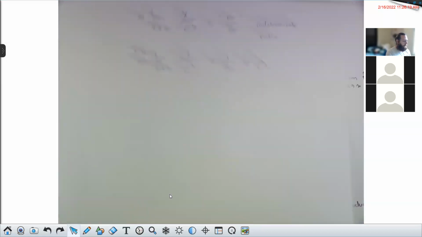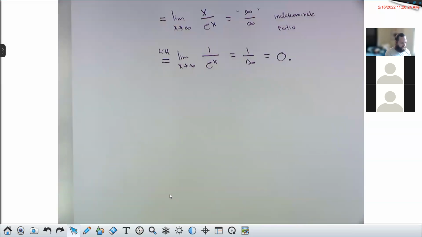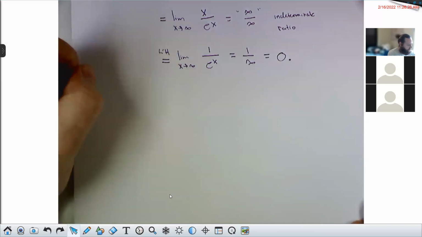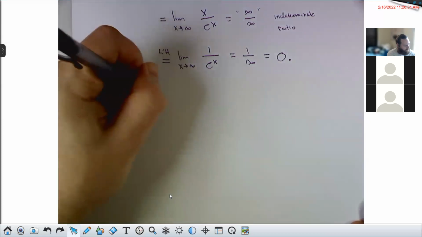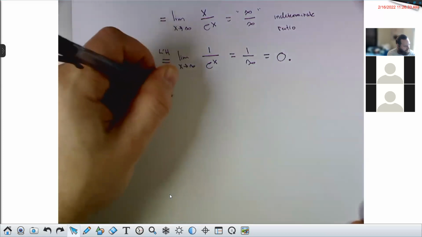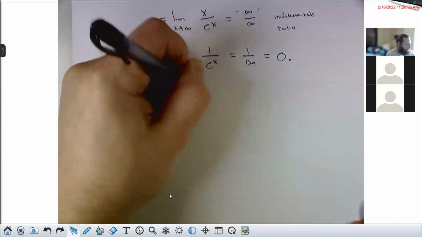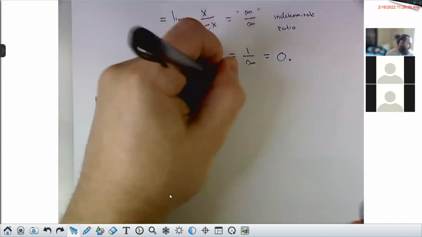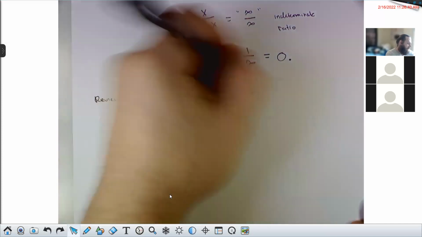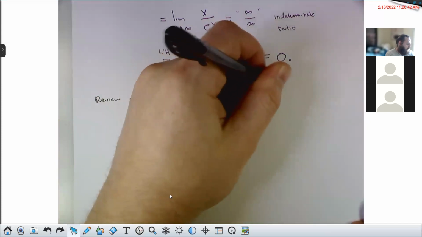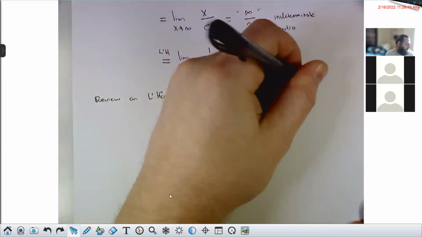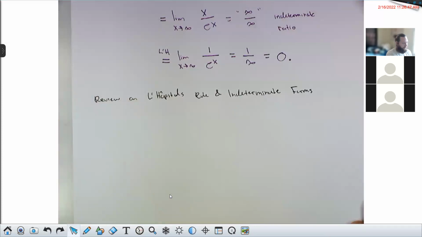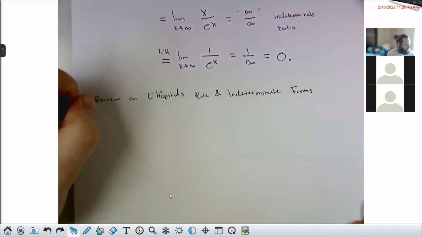So L'Hopital's rule shows up a lot. There are a handful of problems in your current homework set that require it. Therefore, I think it's prudent to do a quick review on L'Hopital's rule and indeterminate forms. So first, the theorem itself.